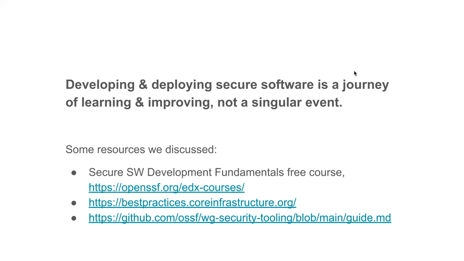The bestpractices.coreinfrastructure.org is where the CII best practices badge project lives, or at least that's where you can get started to get a badge. Here's a little guide on how to use tools. There's many other guides. The key is to get some tools into your process, into your CI process, so that you can start detecting vulnerabilities, building on what you already learned from some course of some kind.